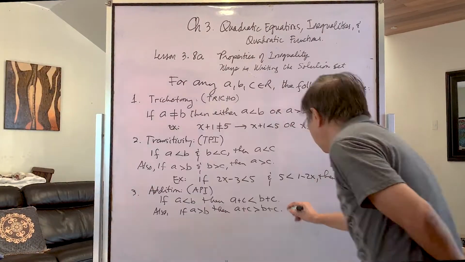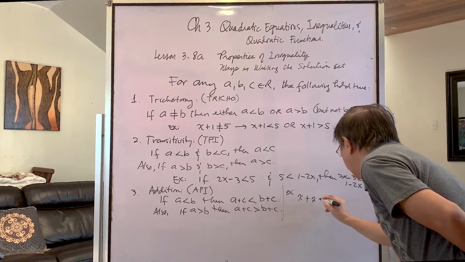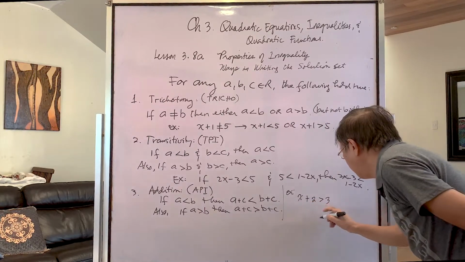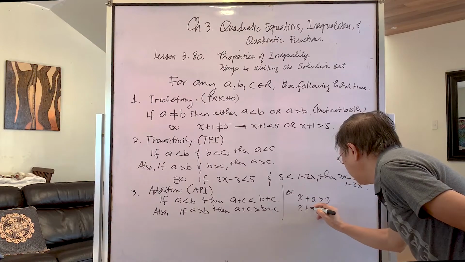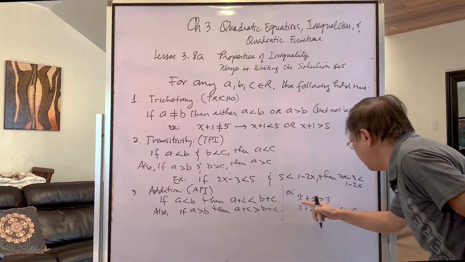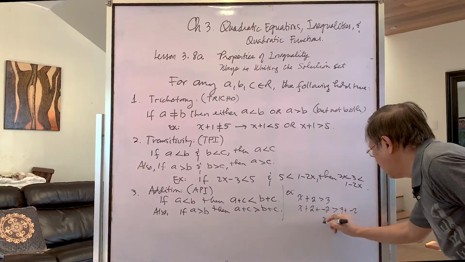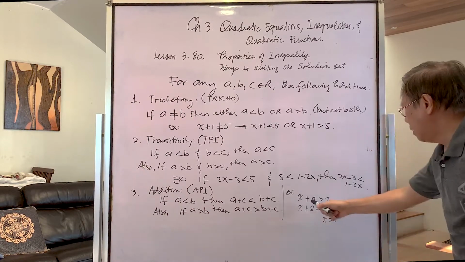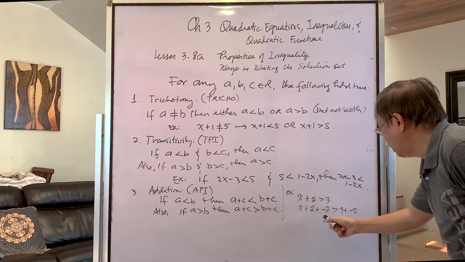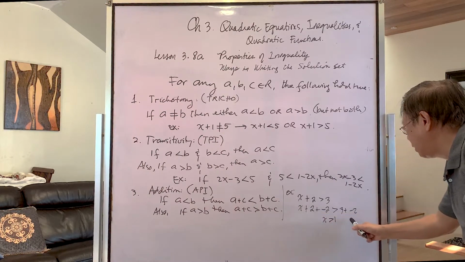This property allows us, for example, to solve the solution set of this linear inequality. I can add negative 2 to both sides, so I get x plus 2 plus negative 2 greater than 3 plus negative 2, and the sense of inequality is preserved, giving this x greater than 1. X plus 2 greater than 3, you add negative 2 to both sides of the inequality. It will not change the sense of inequality, and you will now have here x greater than 1.